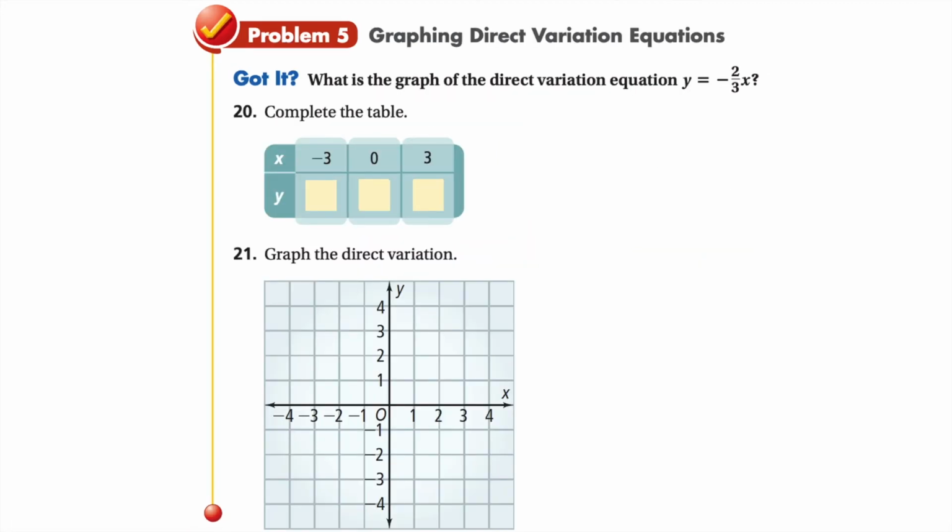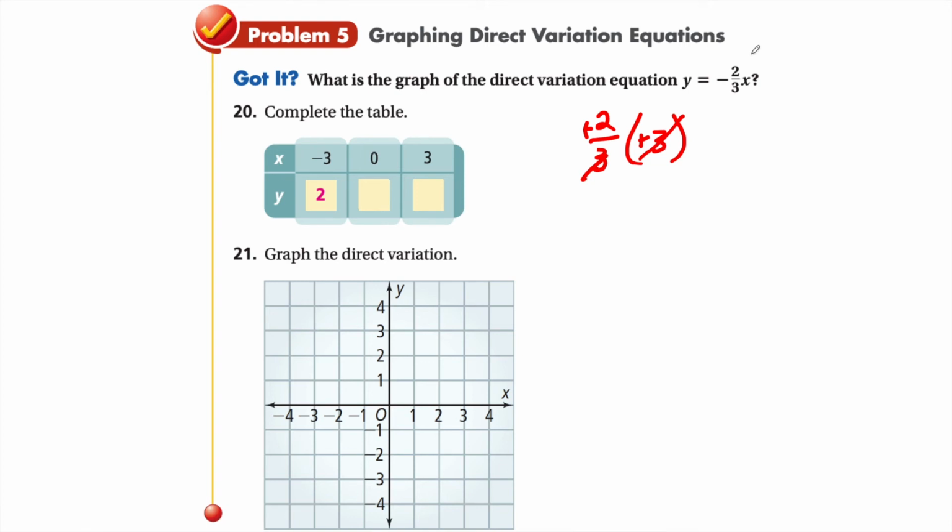Problem number 5. Graphing direct variation equations. What is the graph of the direct variation equation y equals negative 2 over 3x? Complete the table. Well, if I know that x equals negative 3, then I can say that we have negative 2 over 3 times a negative 3. And these 3's will cancel out. And in fact, the negatives will also cancel out, leaving you just with a positive 2.